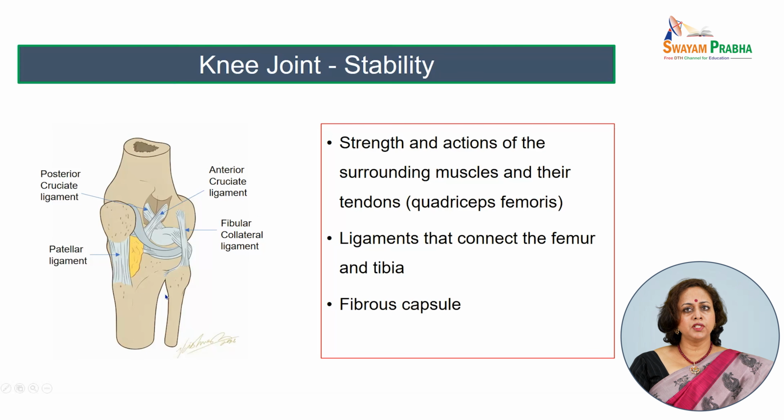So the stability of the knee joint is from the muscles which are surrounding it, primarily the quadriceps muscles, as well as the ligaments which we have already named. We have named all the ligaments which are supporting the knee joint, and we also have to mention that there is a fibrous capsule which also supports this knee joint.